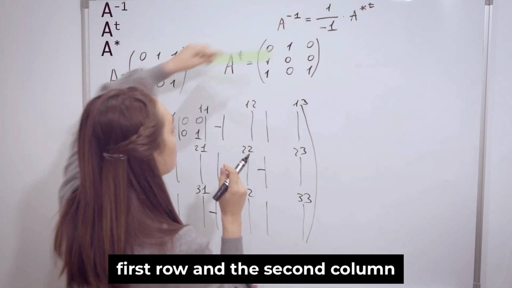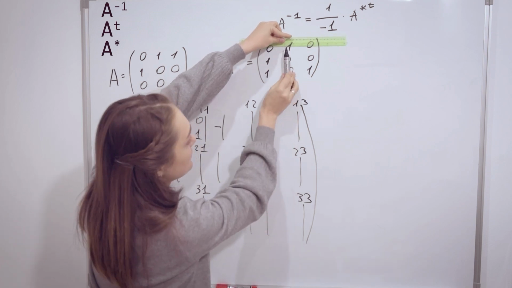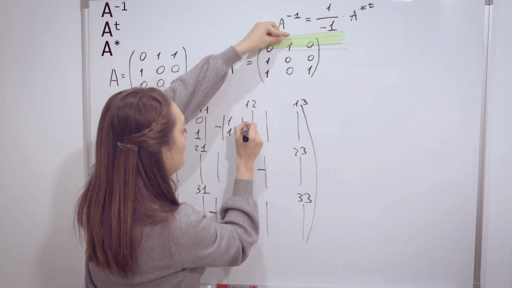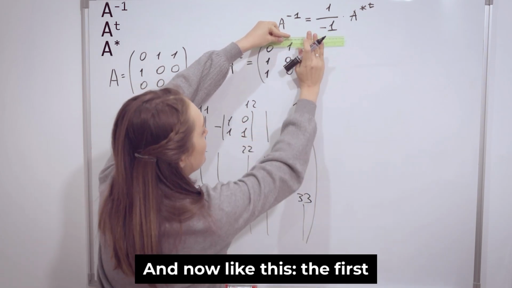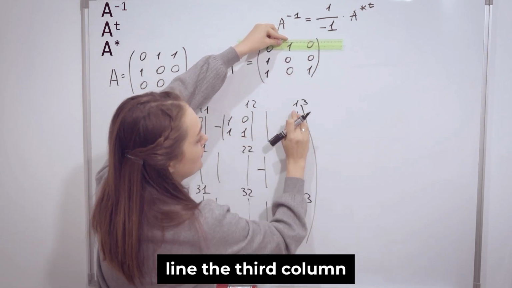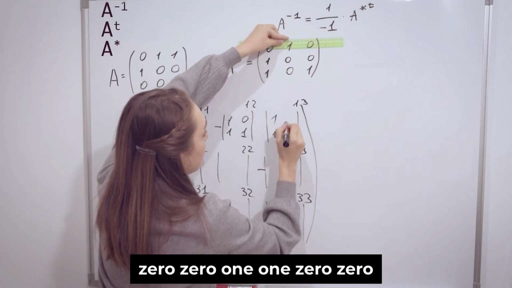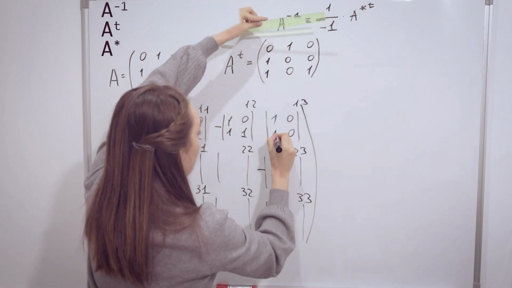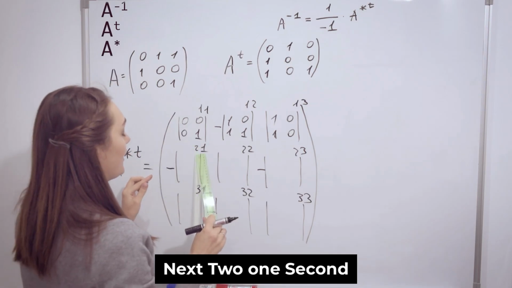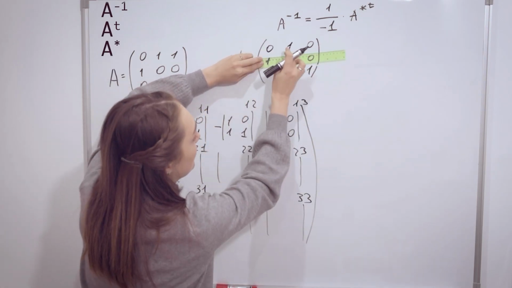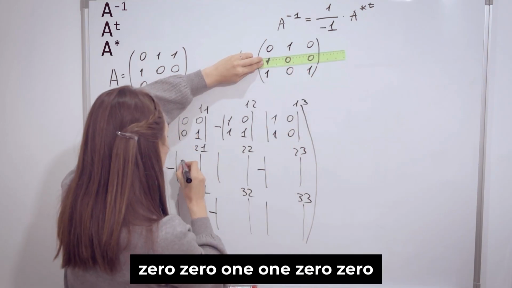Now, the first row and the second column, like this: 1, 1, 0, 1. And now the first row, the third column: 1, 1, 0, 0. Next, 2,1. Second row, first column: 1, 0, 0, 1.